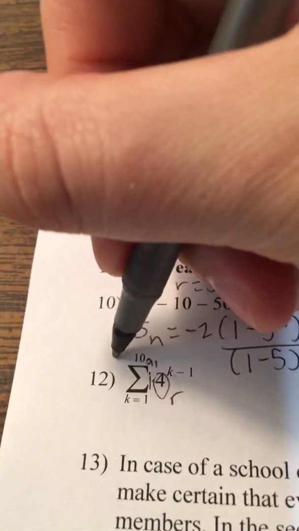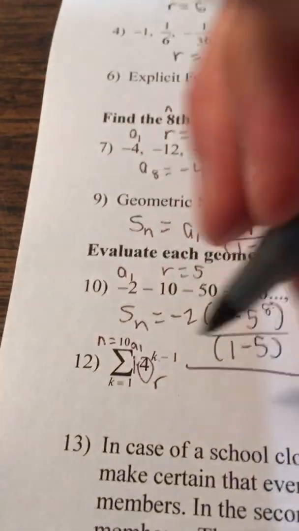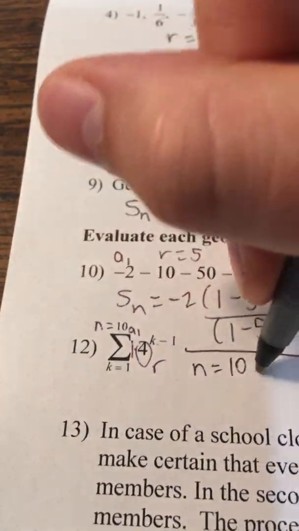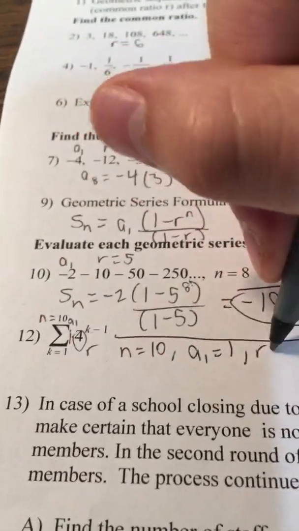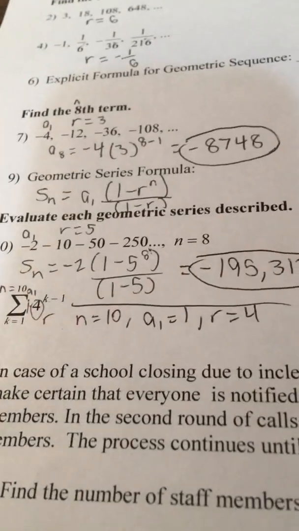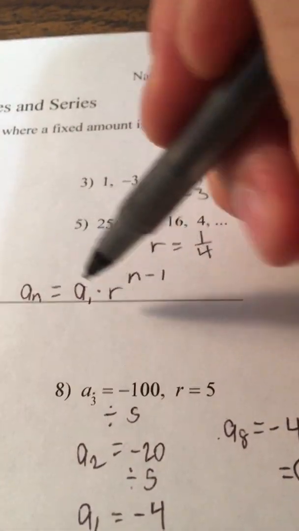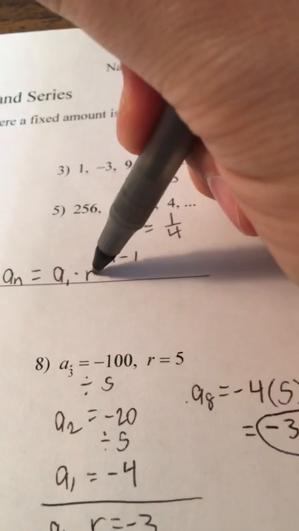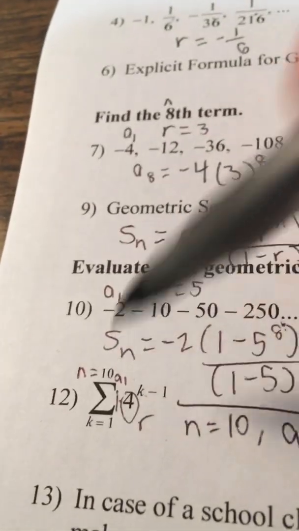It's 10 terms. So here's n on top. In this problem, let me just write it out here on the side. n is 10, a1 is 1, and then r is 4. I'm picking that straight out of the formula because it's in this form. It's in the form of the sequence problem: a1, then r, and then however many terms we're plugging in, in sigma notation.